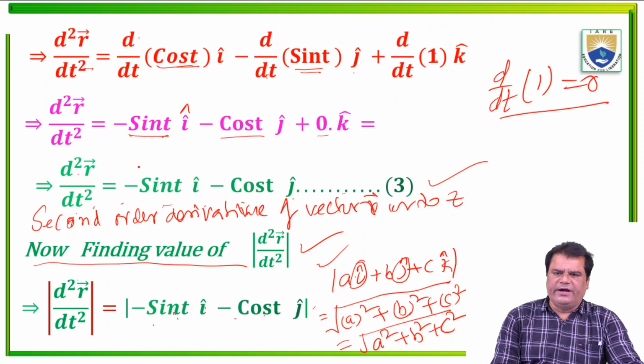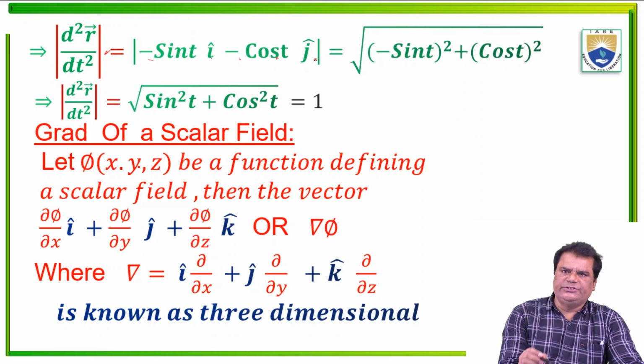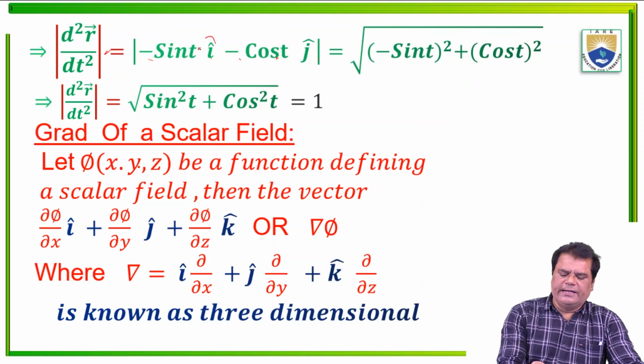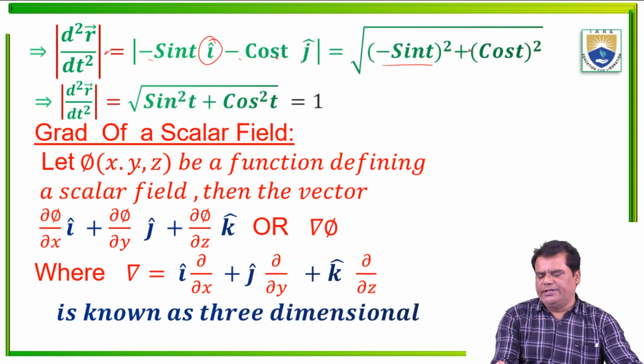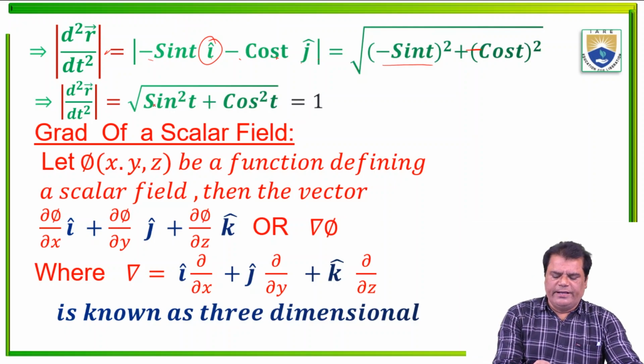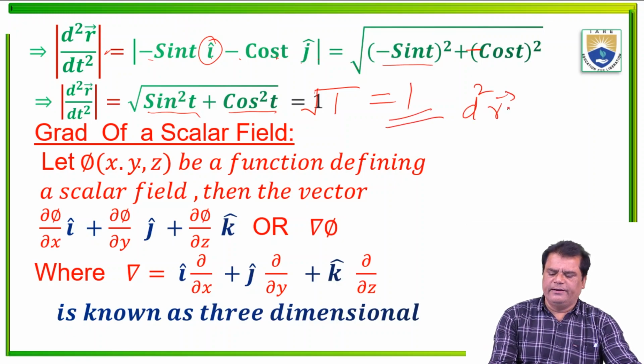So similarly we can find here the modulus of this d2r vector upon dt square, mod of minus sin t i cap minus cos t j cap, equals under root: the coefficient of i is minus sin t, squared, and the coefficient of j is minus cos t, squared. So after squaring, under root sin square t plus cos square t. So this is under root 1, and under root 1 is 1. So the value of the mod of d2r vector upon dt square is 1. So this is the answer.